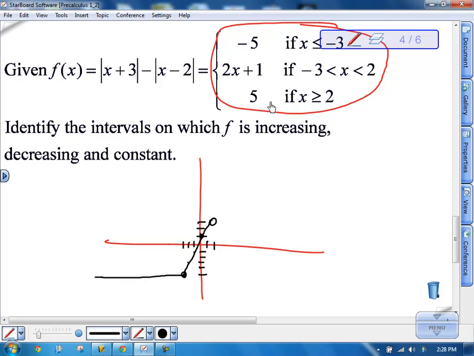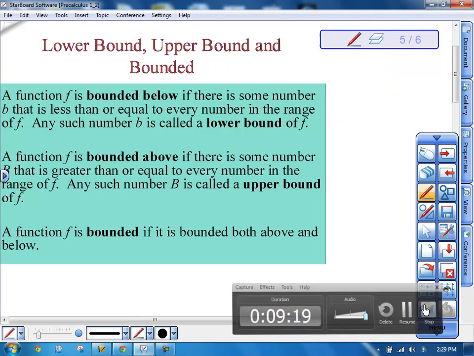And then it becomes 5. So 4, 5 right here. If x is greater than or equal to 2. So you have a closed circle there, and it's the horizontal line. So that's what that looks like right there.